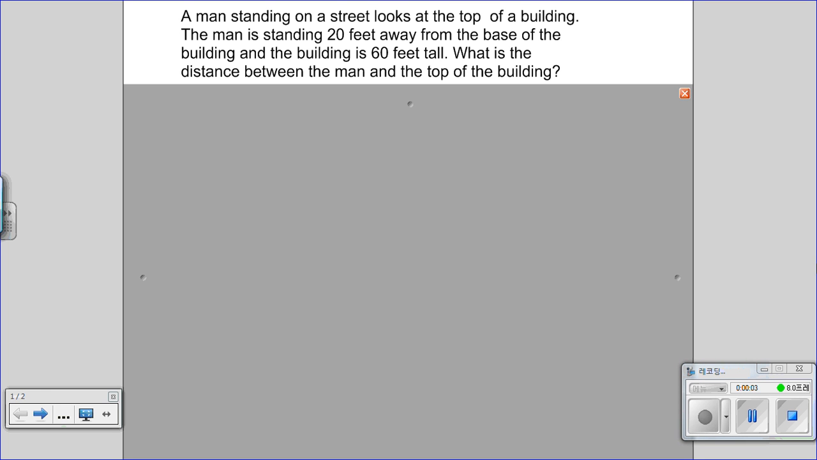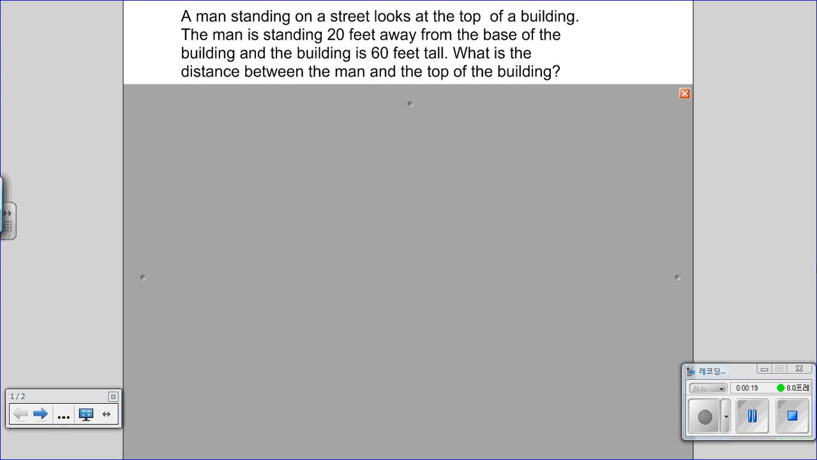This next problem will help you understand the Pythagorean theorem and distance formula. A man standing on a street looks at the top of the building. The man is standing 20 feet away from the base of the building, and the building is 60 feet tall. What is the distance between the man and the top of the building?